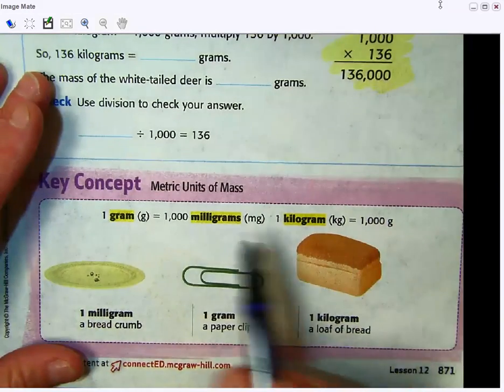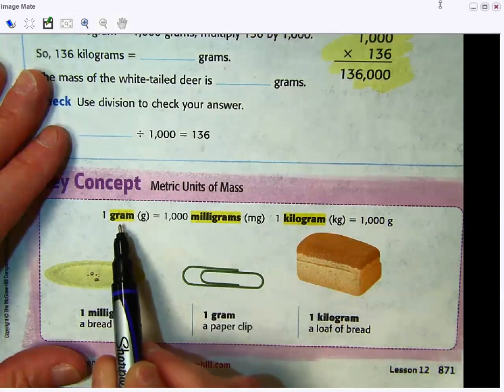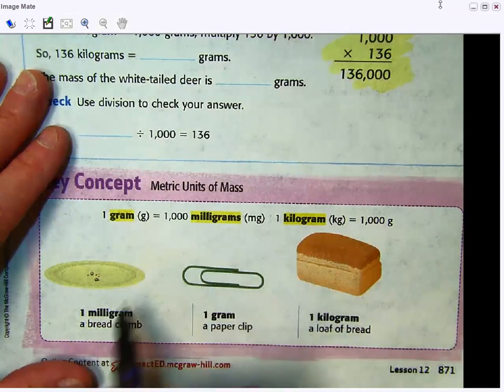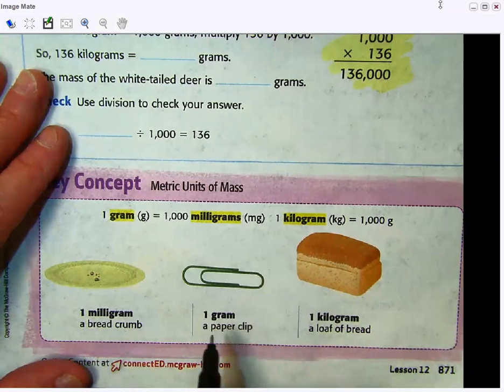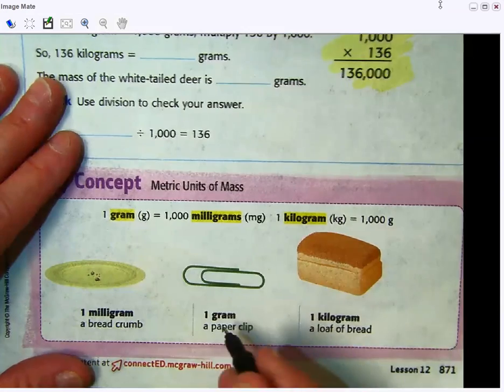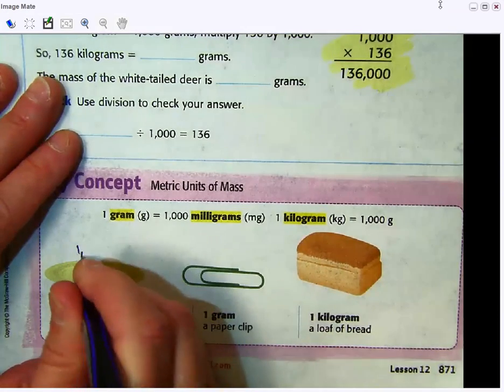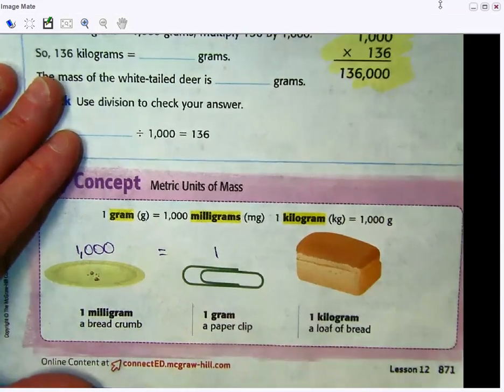So we are looking at 1,000 milligrams in 1 gram. That means that there's going to be about 1,000 breadcrumbs for 1 gram. So 1,000 breadcrumbs is going to equal 1 paperclip.